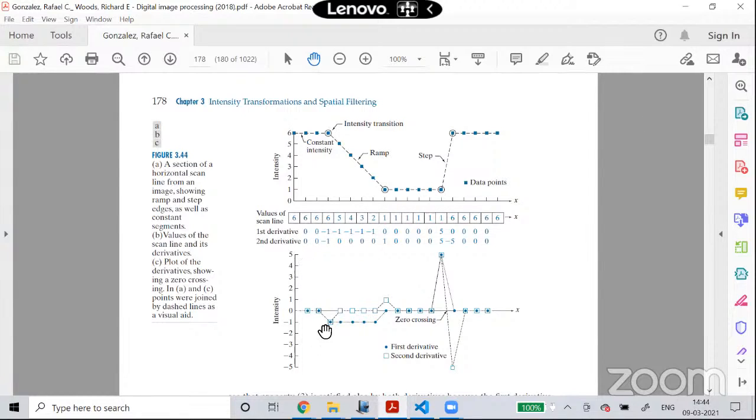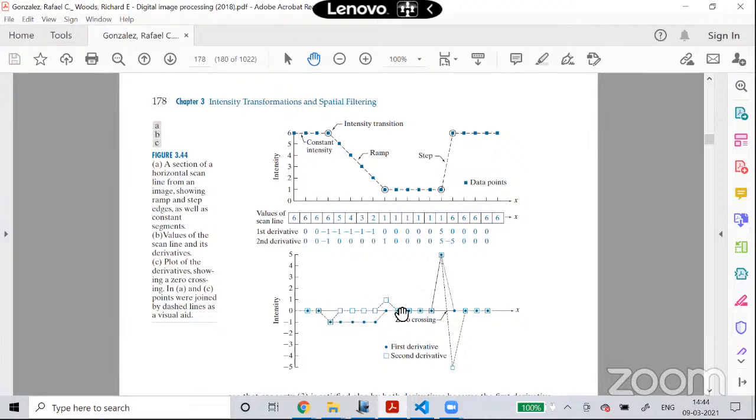Now here, with the dots, they have plotted the first derivative, and with the squares, they have plotted the second derivative. At this point, for example, the first derivative as well as the second derivative is 0, so you have a dot as well as a square here. Whereas here these are only dots, because these are first derivatives at these points and the second derivatives are here. So this is just plotting the first and second derivatives for this intensity scan line.